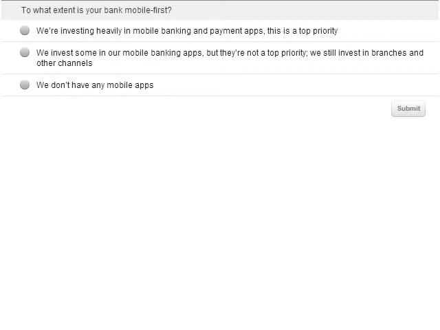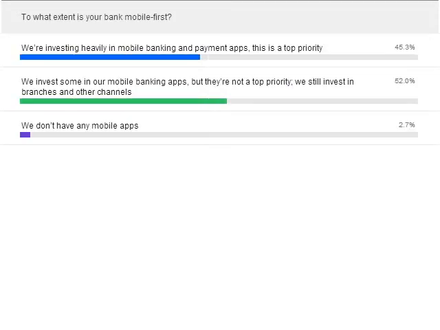All right, let's look at the results. And okay, about half, a little more than half of you are investing some but don't make it a top priority. But 44% of you say it is your top priority. So that's really interesting. That does show a pretty high level of commitment from this group.